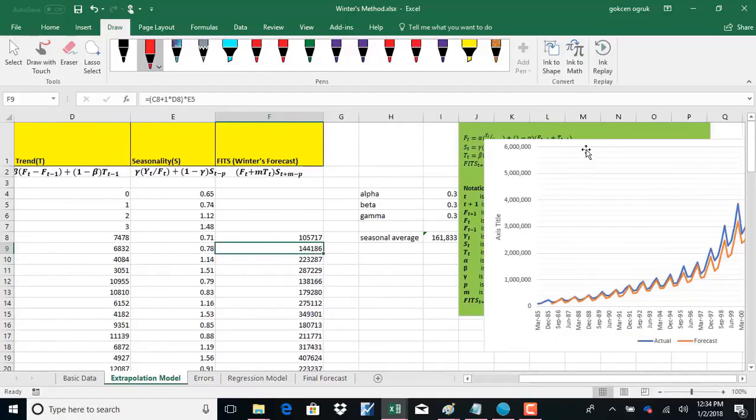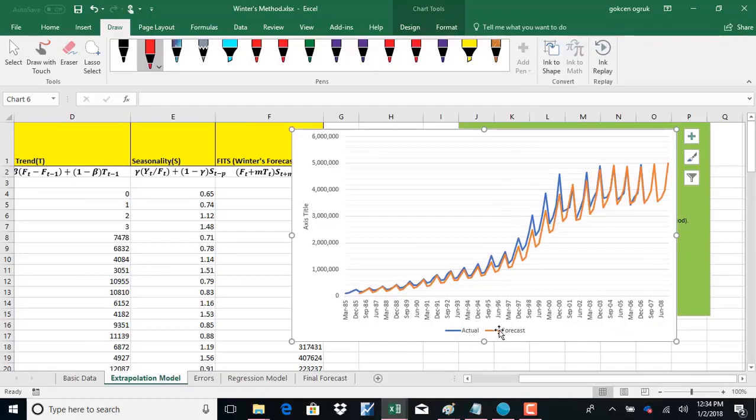Let's check our graph. Here the blue line is the actual data, and the orange line is the forecast that we find using Winters method. Our forecast matches the actual sales quite well. I mean, it follows the general trends. However, we can still improve on this forecast by adjusting alpha, beta, and gamma. As you remember, we assigned random values to alpha, beta, and gamma. In this case, the best way to adjust these smoothing constants is to use Excel Solver. And I will show you real quick how to use Solver.